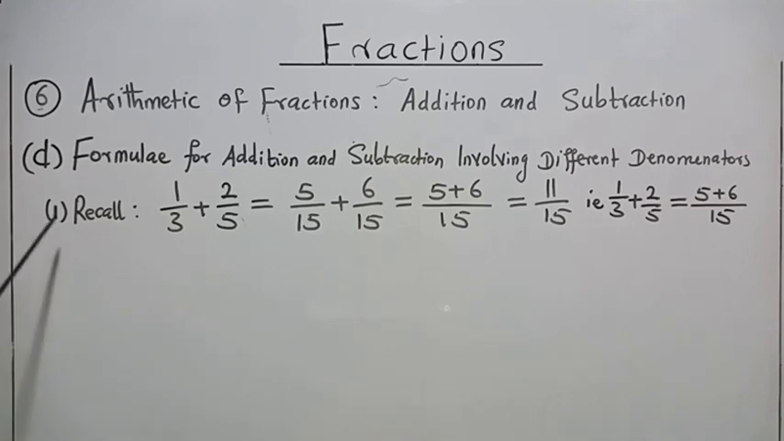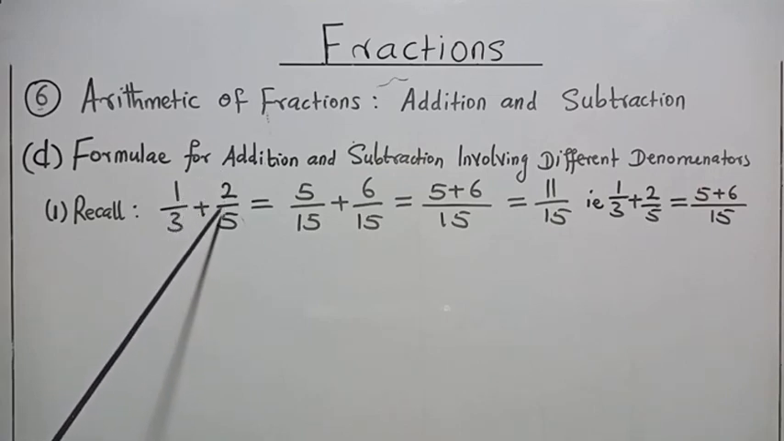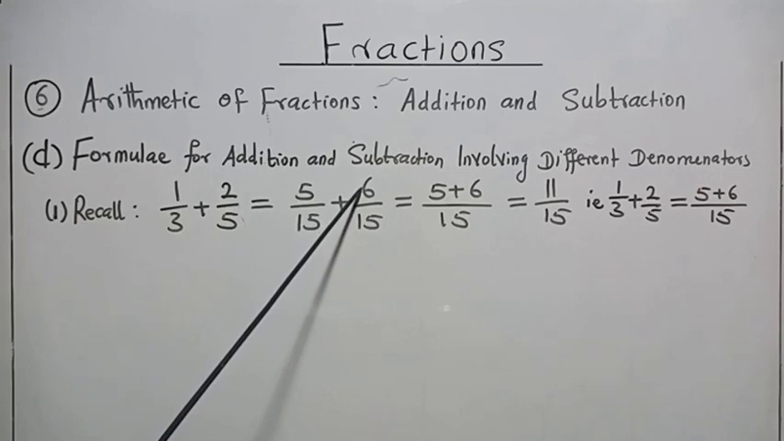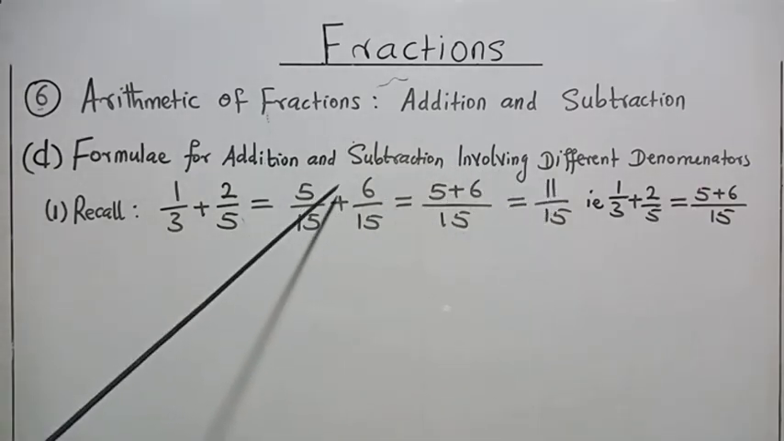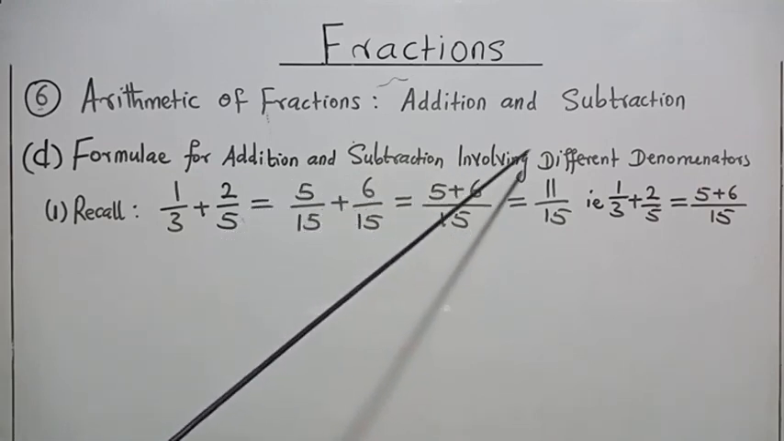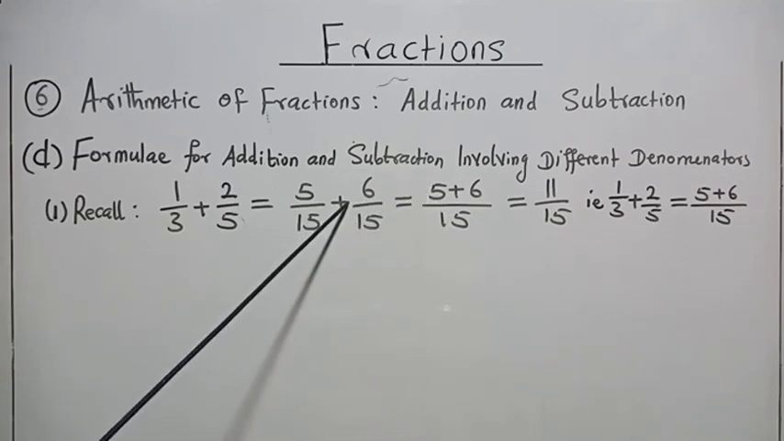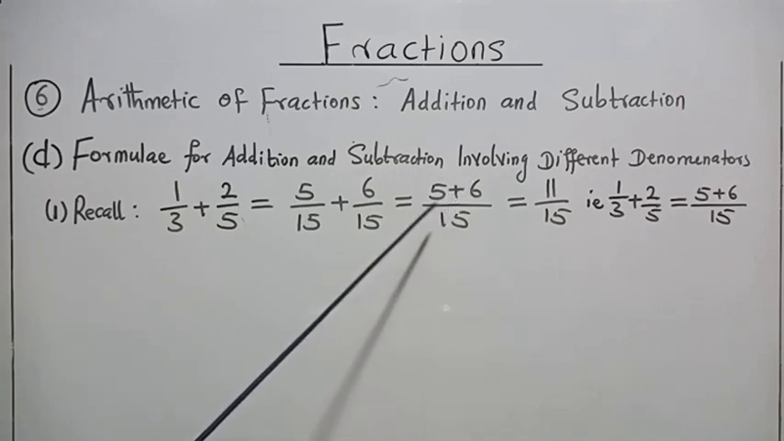We just have to recall from the recent exercise that 1 over 3 plus 2 over 5 was given as 5 over 15 plus 6 over 15. I just hope you remember. And how was this 11 over 15 gotten from here? Remember, we just added 5 to 6 to produce this 11. That is why here the result before this last one is 5 plus 6 all over 15.